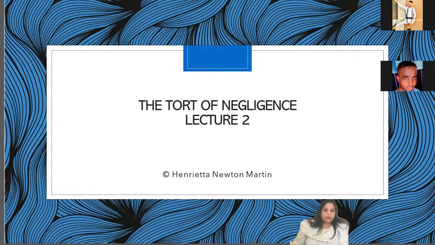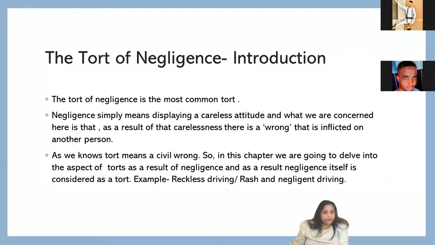Okay. So the tort of negligence. Now, what is the tort of negligence? As we said earlier, the tort of negligence, which is a civil wrong, is the most common tort which normally floods the court. The tort of negligence floods the court.